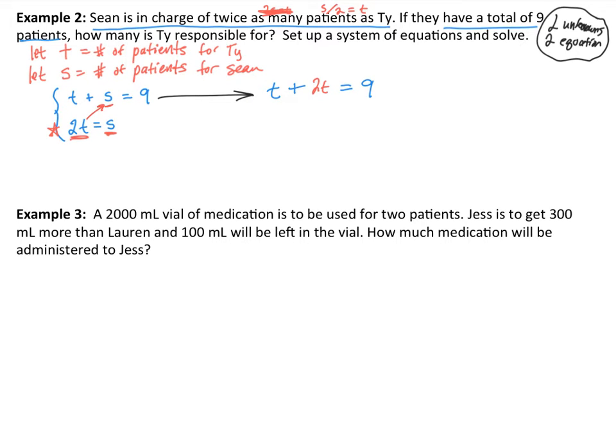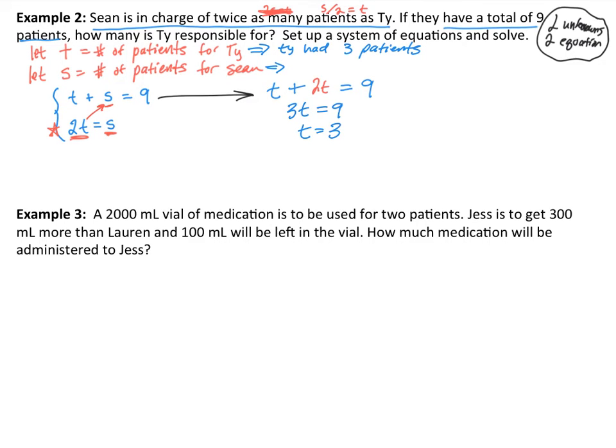And now, if you look over here, I have a one variable equation. T plus 2T, that's 3T's, equal to 9. T will equal 3 if I divide both sides by 3. What did I actually find? I found the value of T, which if I look above, I know that Ty had 3 patients. And I still need to find this value of S.